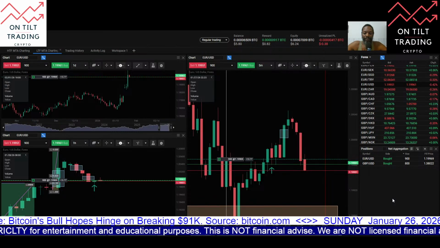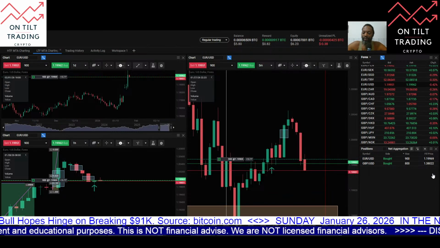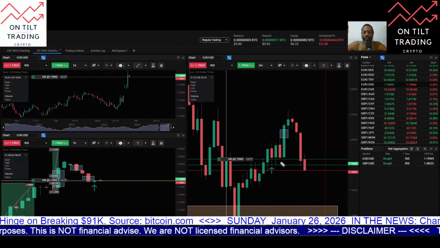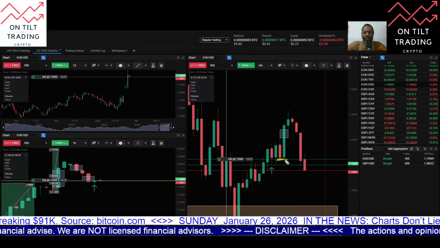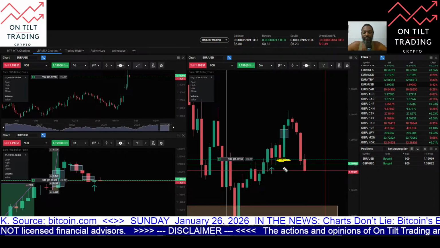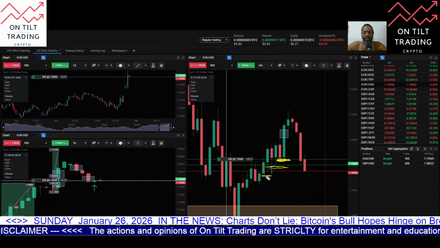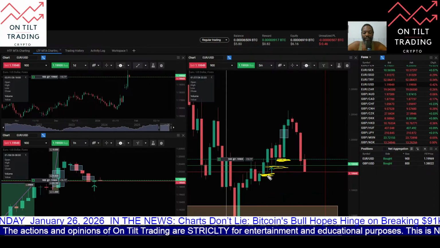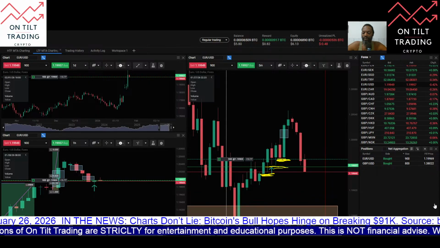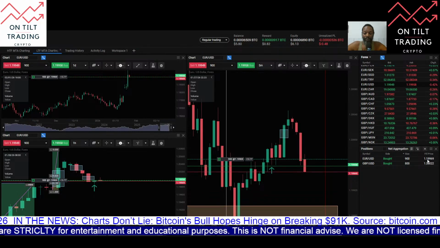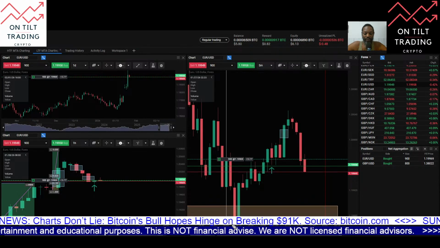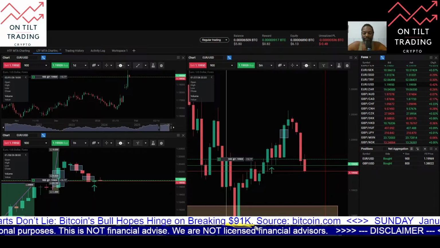Still seeing sell side delivery here. Here's Euro US dollar. Here's the liquidity that I mentioned would likely be swept here and here, and now likely coming for this last level that I mentioned here. And it could be coming for me because I am down here. We'll see.